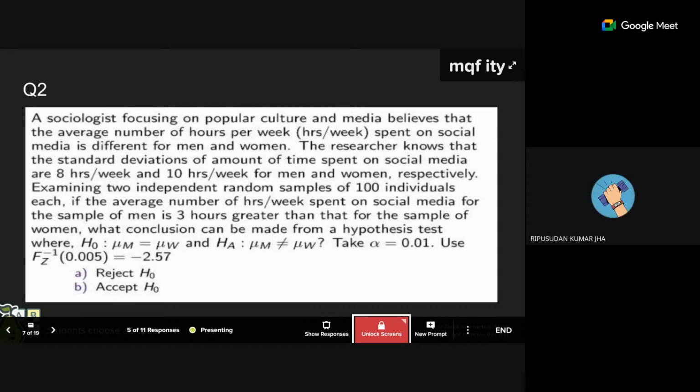That means if we take the men as x, then x is equal to 3 plus y. Then x minus y is equal to 3. Not x, it's the average of that sample. Yes, ma'am, x bar. x bar, mean, right? Yeah, mean.